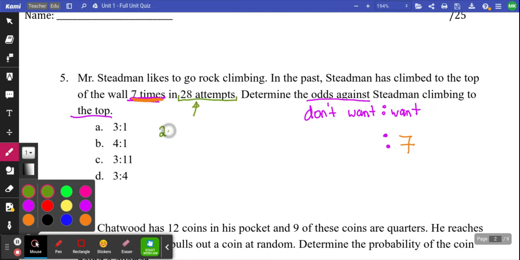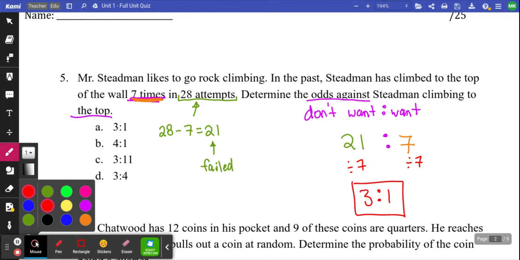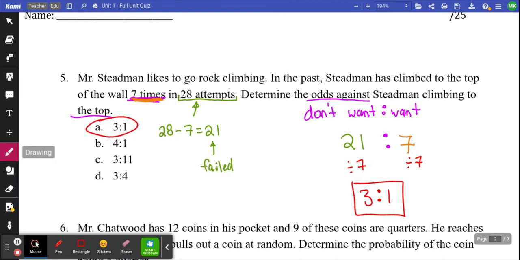So we're going to do our trick again. We're going to go 28, and we're going to subtract the 7 things we did want for a total of 21 times that we failed. We never made it to the top. That's my don't want. The answer is 21 to 7. Again, you'll notice that that answer is not there. That's because I can divide both these numbers by 7. The answer is 3 and 1. A was the solution.